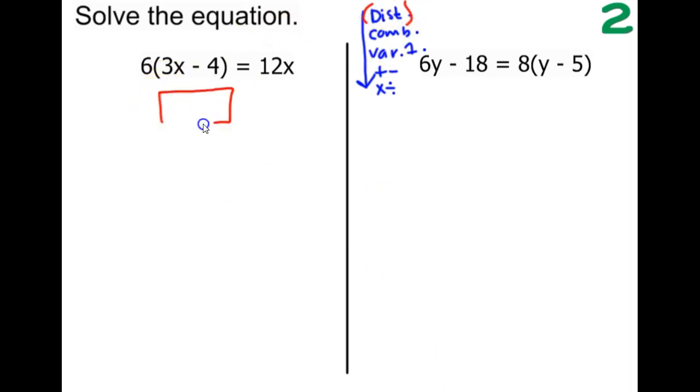I'm going to draw a box to multiply. In our classroom, we have 3x minus 4. In front, our teacher is 6. And this is also equal to 12x. I'm just going to write that there. 6 times 3 is 18 with the x. 6 times 4 is 24, but it's negative. So we have 18x minus 24 equals 12x.